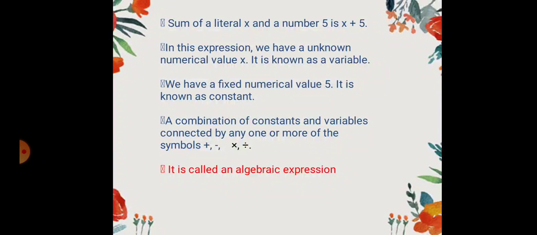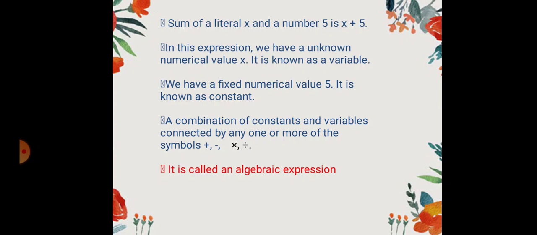Let us consider a statement: sum of a literal x and a number 5. Sum means, as we all know, addition of two numbers. So the expression is x plus 5. In this expression you can see an unknown numerical value x, and it is known as a variable. And we have a fixed numerical value 5, and it is known as a constant. So we have learned two new terms, variable and constant.